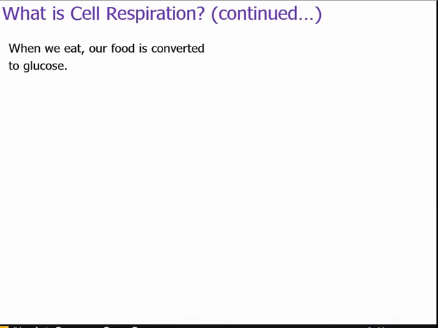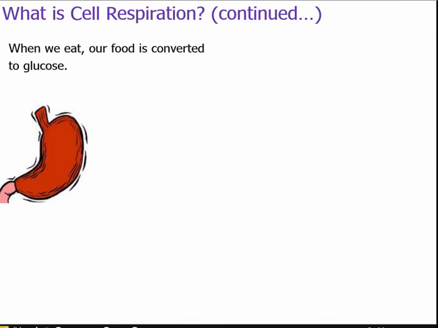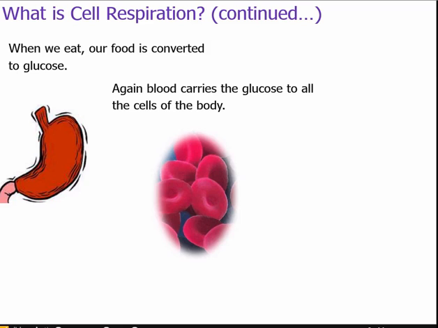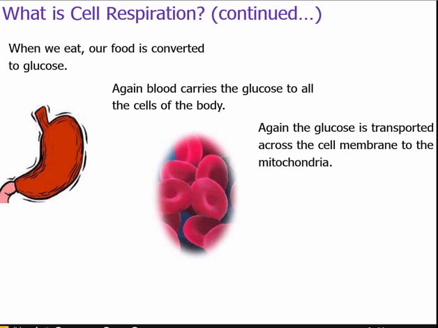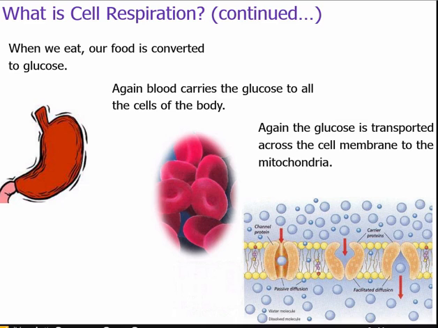A similar event occurs when we eat. When we eat, our food is converted to glucose. Again, the blood carries the glucose to all the cells of the body. And again, the glucose is transported across the cell membrane to the mitochondria. So the mitochondria are receiving oxygen from the lungs and glucose from the stomach.